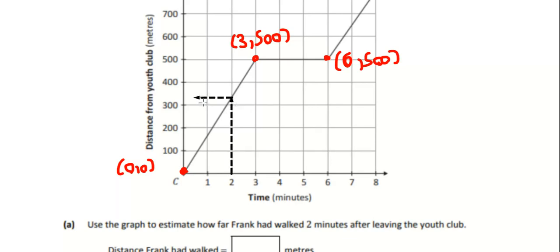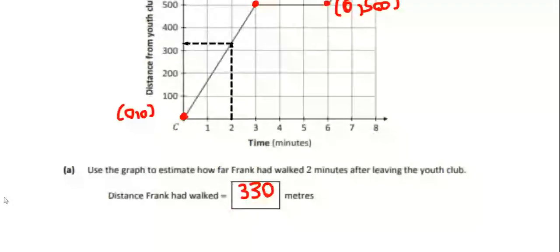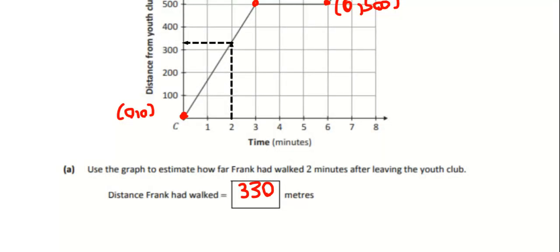Go to the right. What do you reckon? 3 and a bit? 330, 320, 340, somewhere in that range. How many people went for 330? 330 is perfect. Is that okay? Somewhere in the rough ballpark. Okay. Next thing. Question B.